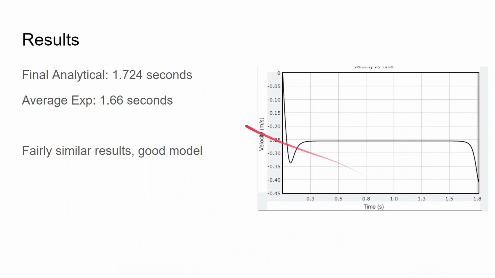Alright, onto the results. Final analytical model being 1.724 seconds, as measured by this graph, and the average experimental being 1.66 seconds. So fairly similar results, good model. These are pretty close numbers in the scheme of things.